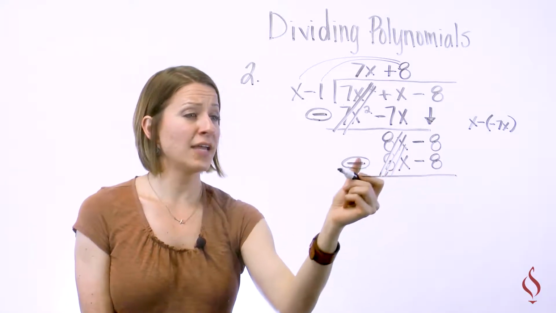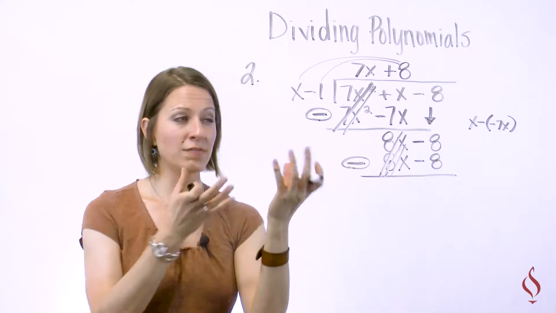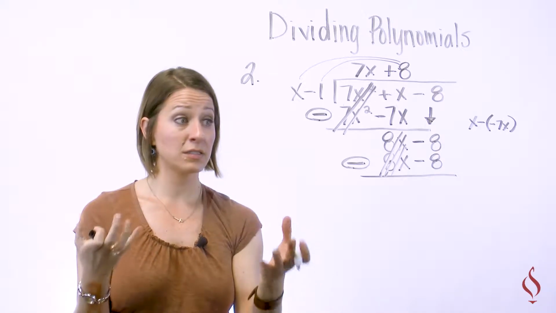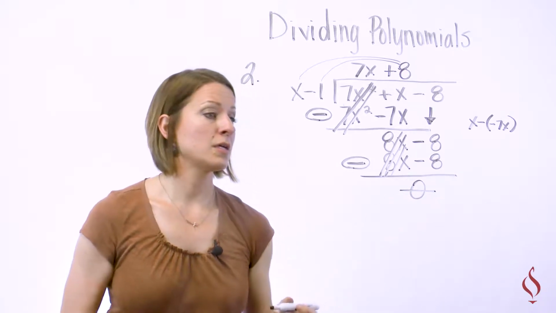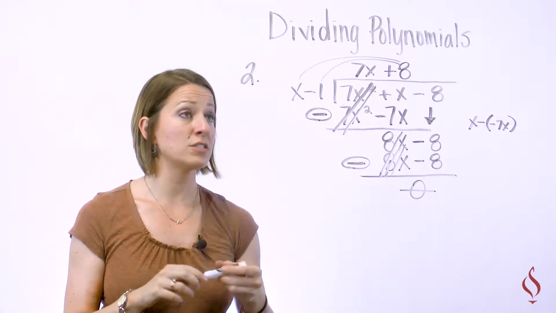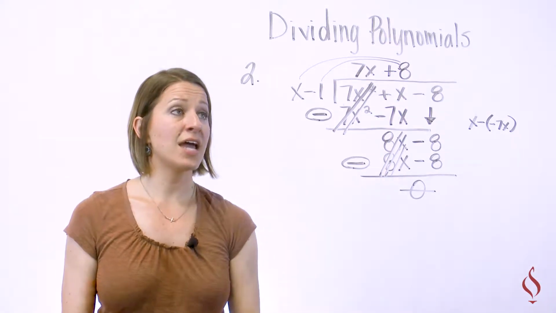This is -8 take away -8. So think about that one. If you have -8 and then you take away -8, you have 0. Okay? So this has no remainder. And so where are you going to find your answer? Your answer is all the way up top here, 7x plus 8.